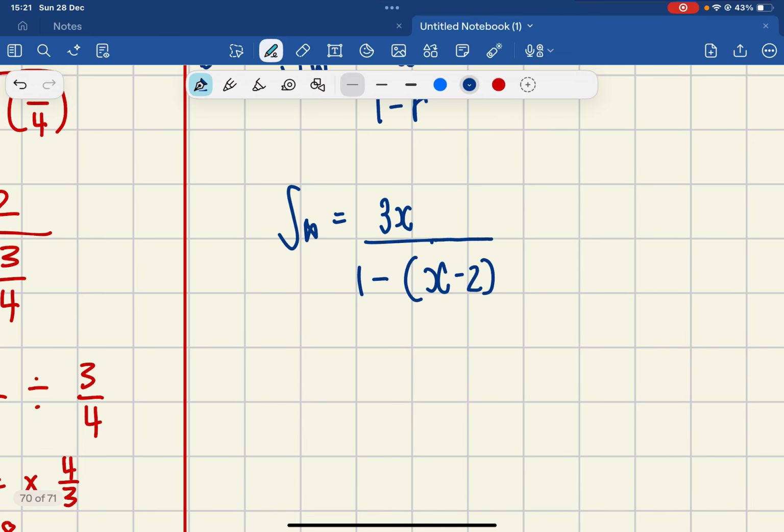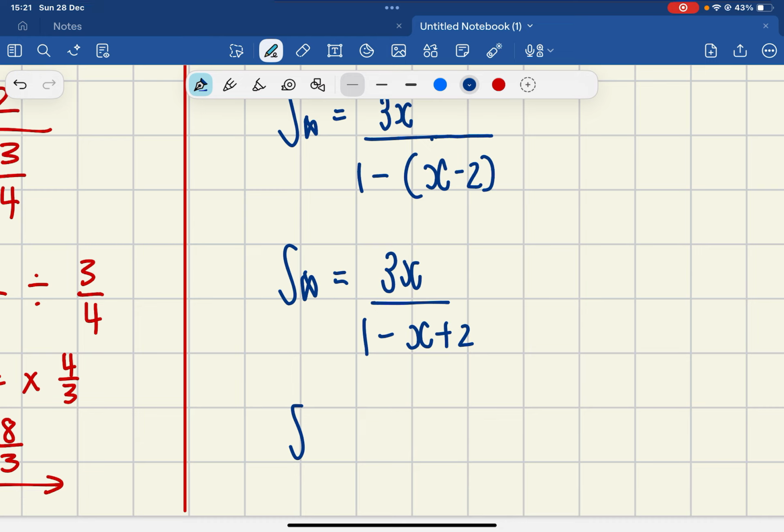So let's quickly try to simplify this, boys and girls. We would have S of infinity is equal to 3x all over 1 minus (x minus 2), which is 1 minus x plus 2. There we go, boys and girls. Let's just quickly simplify everything. So we'd have S of infinity equals 3x over 3 minus x. That's your answer.